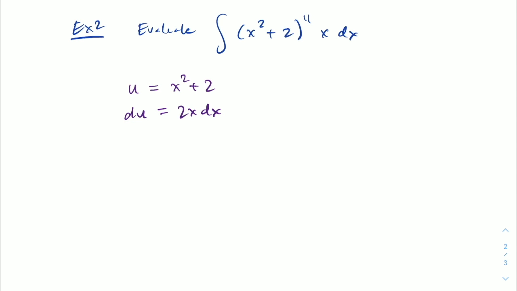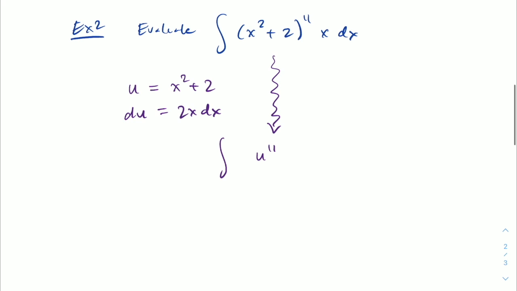Okay? And now we can substitute u and du for our x and our dx. So we get u to the 11th, and now we've run into a problem. You can see that we don't have 2x dx, we just have x dx.